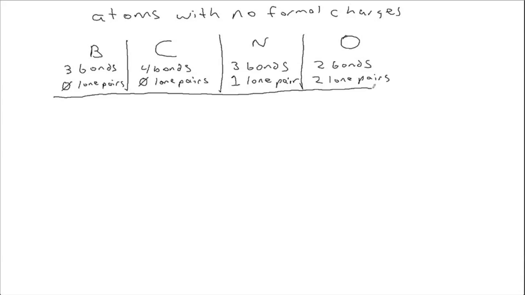So these are the elements that we'll need for this section of the course. Now remember, these were all atoms with no formal charge. So let's move on now and talk about atoms with positive formal charges. Let's start with a carbon with a positive formal charge. Do you happen to know how many bonds and how many lone pairs a carbocation has? 3 bonds and 1 lone pair.